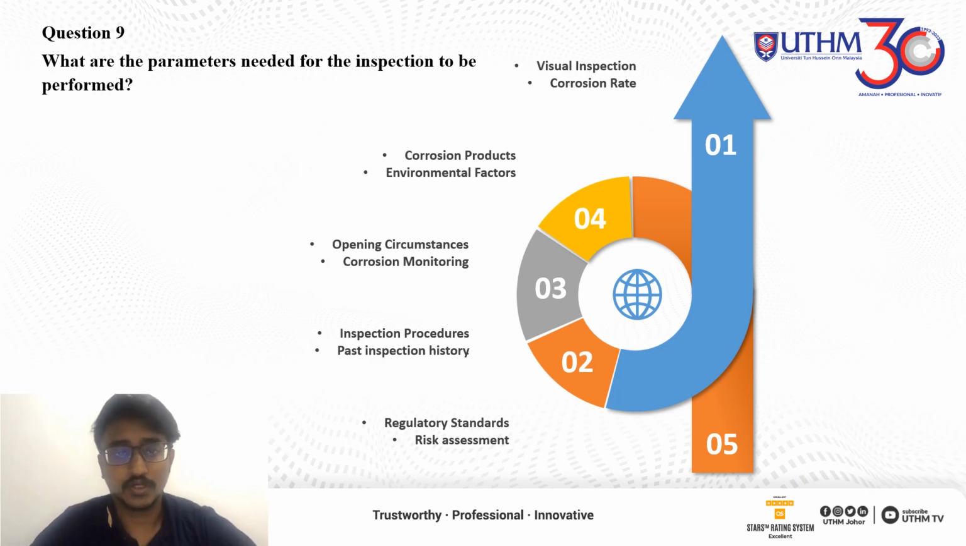Next up, we'll be talking about the parameters needed for the inspection to be performed. As you can see, we have several points here: visual inspection, corrosion rate, corrosion product, environmental factors, operating circumstances, corrosion monitoring, inspection procedures, past inspection histories, regulatory standards, and also risk assessment.